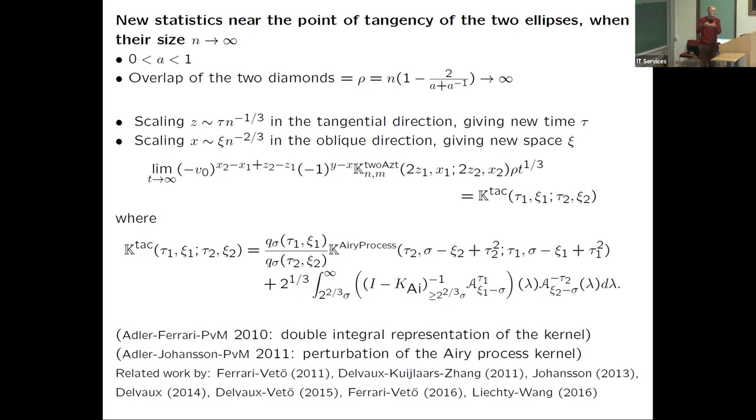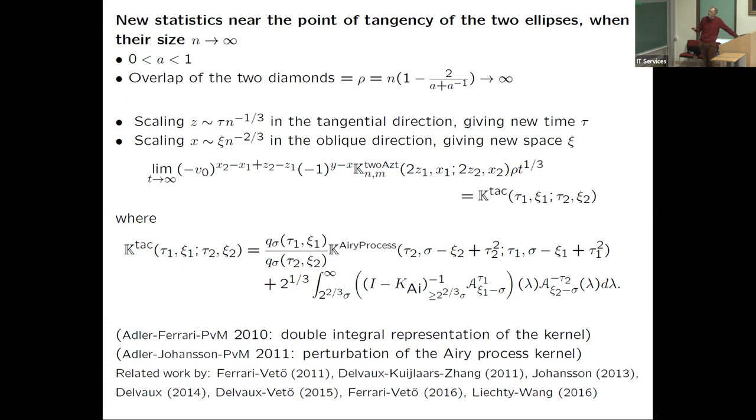I call the two Aztec diamonds because you overlap those two Aztec diamonds. So the limit of that is in fact equal to what I call the tacnode kernel, not the discrete tacnode kernel, but a tacnode kernel. And the tacnode kernel is given by the following formula. It's the extended kernel for the Airy process, which I will give you in the next slide, plus again some perturbation. You have seen that before. This is the Airy kernel, the usual Airy kernel. This is a resolvent which is limited to that range up to infinity. This is a function A depending on the coordinate, depending on tau, and you integrate this from 2 to the 2/3 sigma up to infinity.